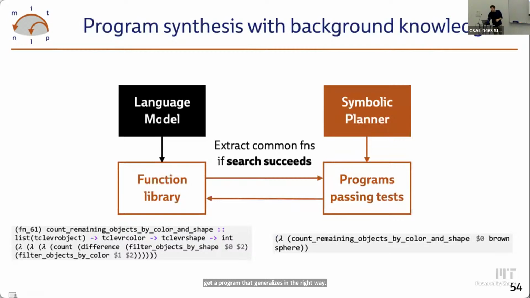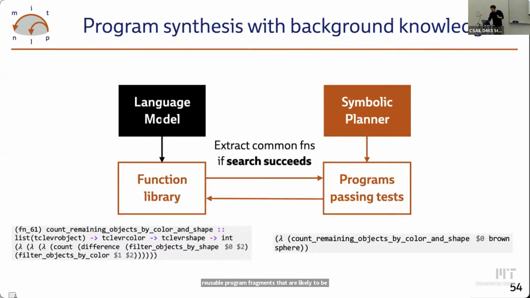And I think what this example suggests is that in the same way language models provided a useful prior over high-level planning abstractions, they might also provide a useful prior over the kinds of reusable program fragments that are likely to be helpful for symbolic program search.